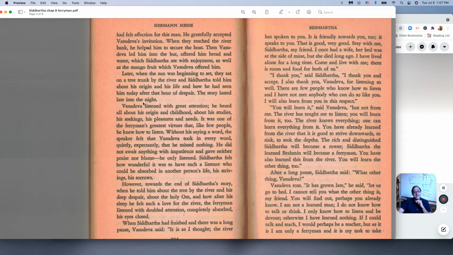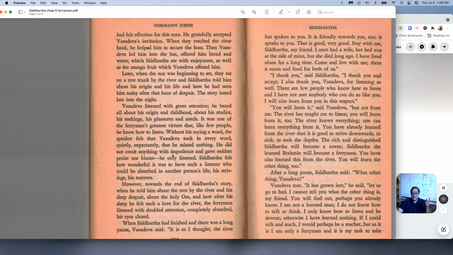The story lasted late into the night. Vasudeva listened with great attention. He heard all about his origin and childhood, about his studies, his seekings, his pleasures and needs. It was one of the ferryman's greatest virtues that, like few people, he knew how to listen. Without his saying a word, the speaker felt that Vasudeva took in every word, quietly, expectantly, that he missed nothing. He did not await anything with impatience, and gave neither praise nor blame. He only listened. Siddhartha felt how wonderful it was to have such a listener, who could be absorbed in another person's life, his strivings, his sorrows.